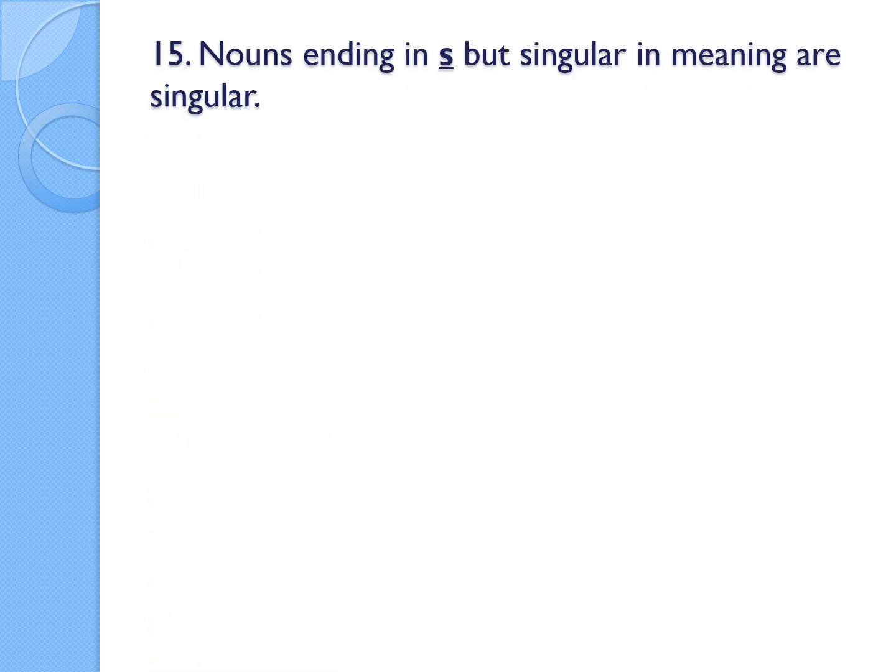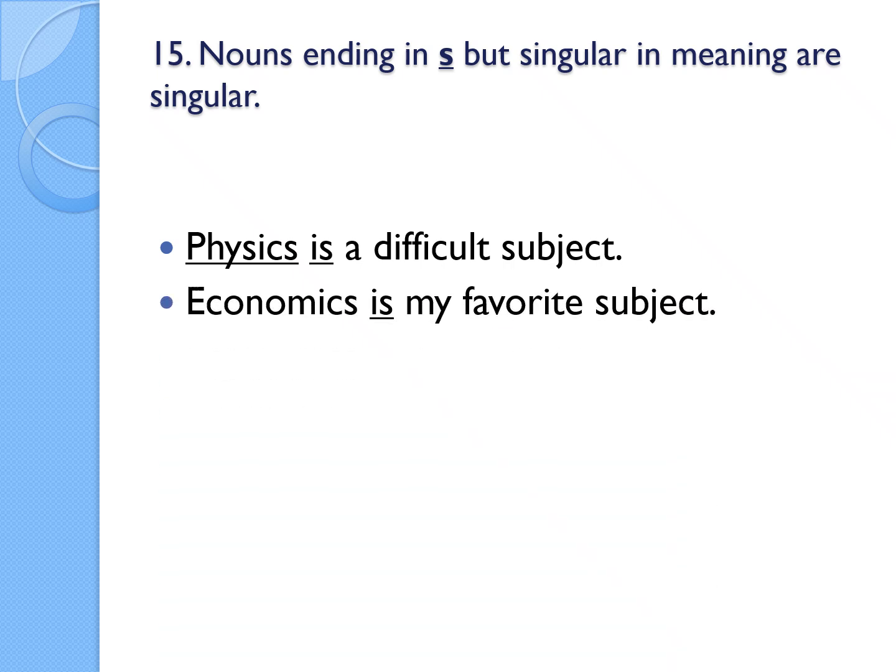Nouns ending in s but singular in meaning are singular, just like this. "Physics is a difficult subject." The word physics ends in s. It is a noun that ends in s, but it is singular in meaning. It must have a singular verb. Another, "Economics is my favorite subject." Economics is the subject in the sentence. It ends with s, but it is singular in meaning, so it must have a singular verb.